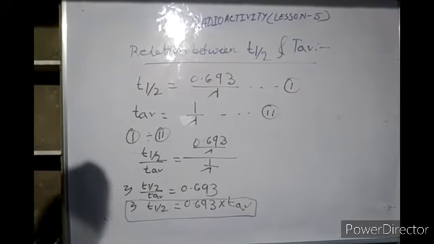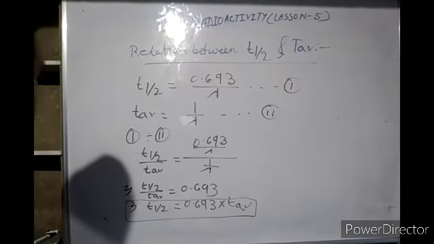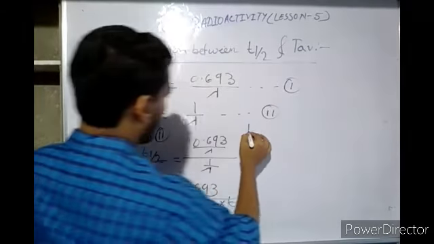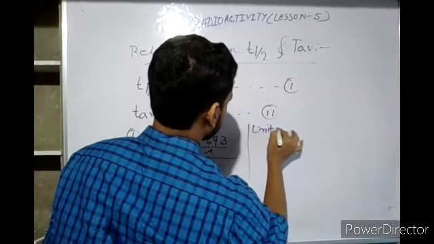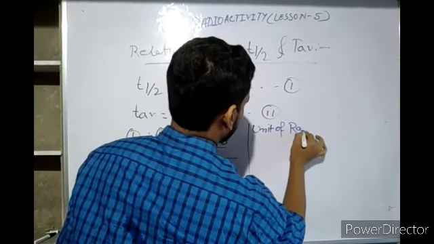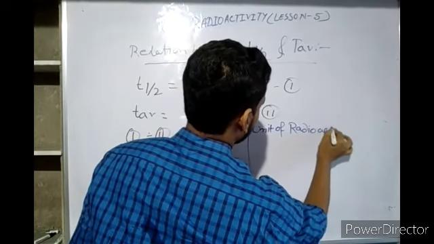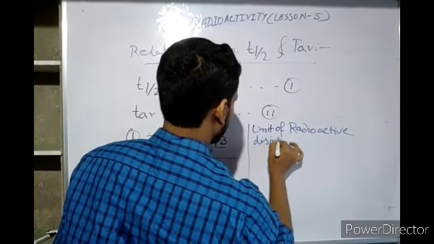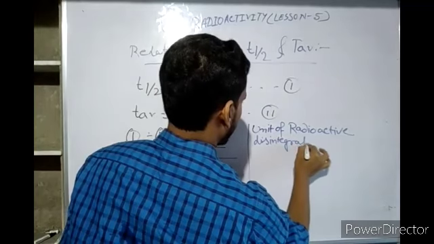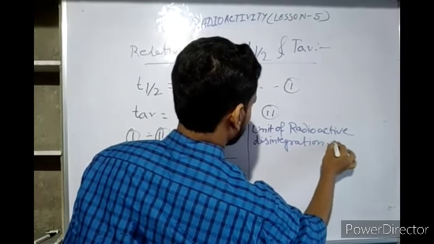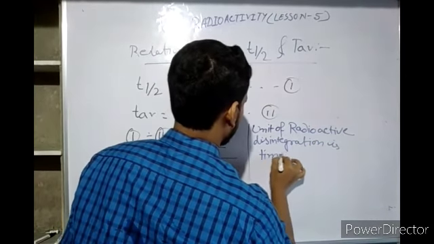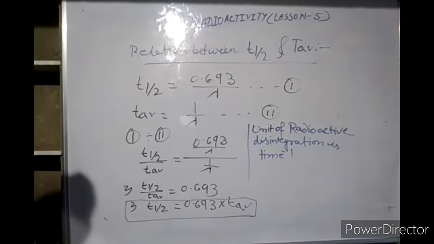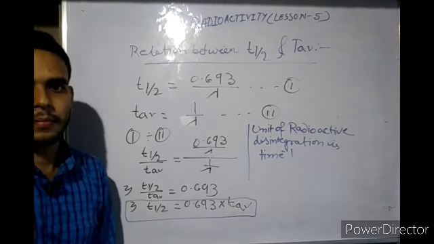And the unit of radioactive disintegration constant is time inverse.